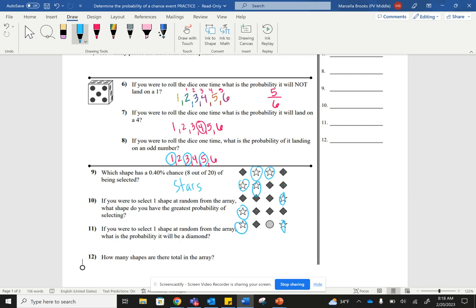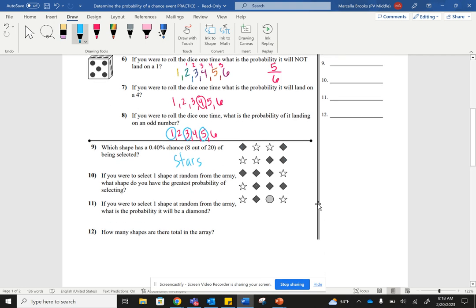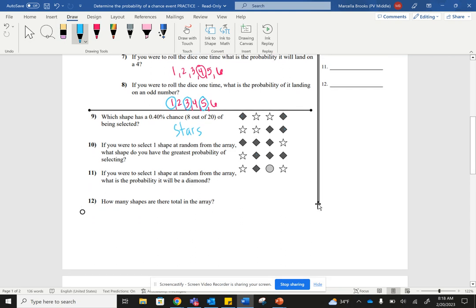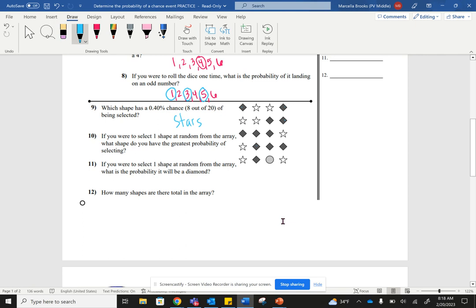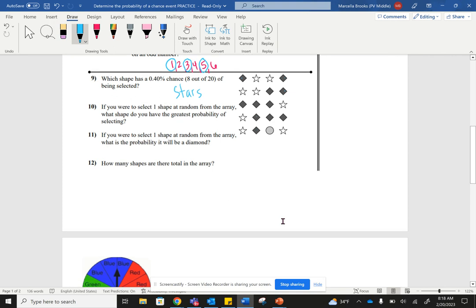Number 10. If you were to select one shape at random from the array, which shape do you have the greatest probability of selecting? So when they talk about array, this is an array, this whole thing here. So which shape do you have the highest probability of selecting? You can draw the shape if you don't want to write it out. Number 11, if you were to select one shape at random from the array, what is the probability that it would be a diamond? So calculate the probability of it being a diamond. And then number 12, how many shapes are there total in the array?